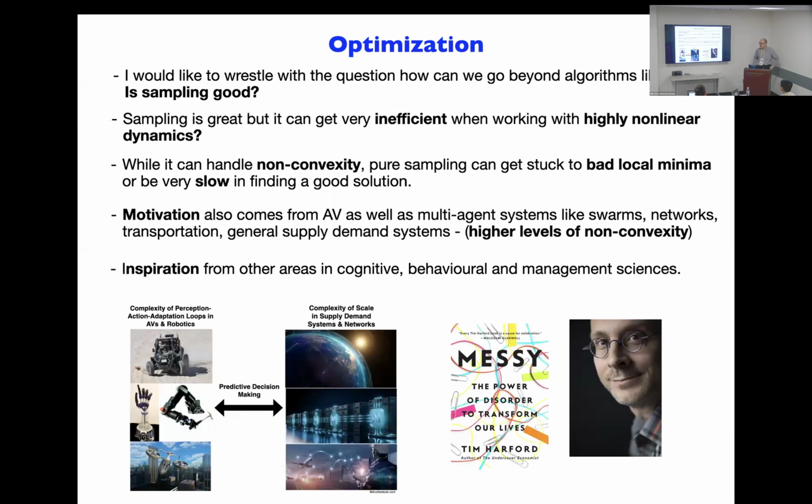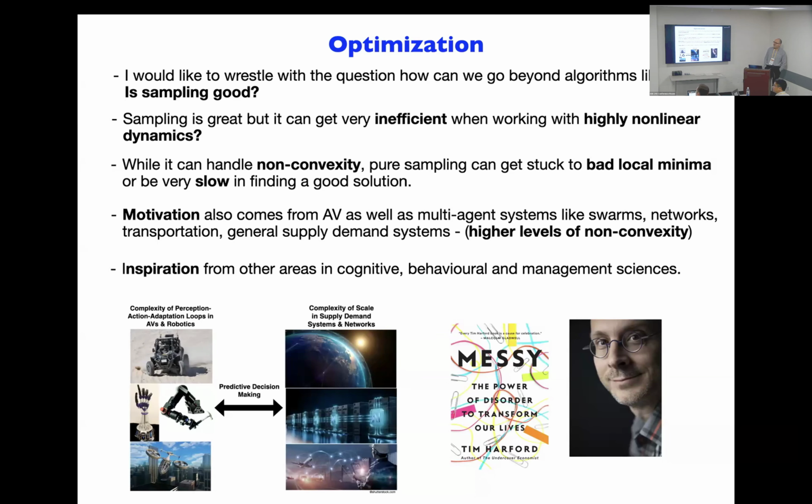But today, what I would like to do is wrestle a little bit with the question of whether we can go beyond this paradigm of sampling-based optimization and parallelization. MPPI is not the only algorithm; there are cross-entropy methods, and other sampling-based techniques used for model predictive control. Sampling is great. The promise of sampling is to deal with non-convexity, but in many cases sampling can also get stuck in local minima, or it may be very slow in giving you a good solution. It can also be very inefficient when you are dealing with highly nonlinear dynamical systems, in how you sample. Importance sampling can help you, but that's not the only way.